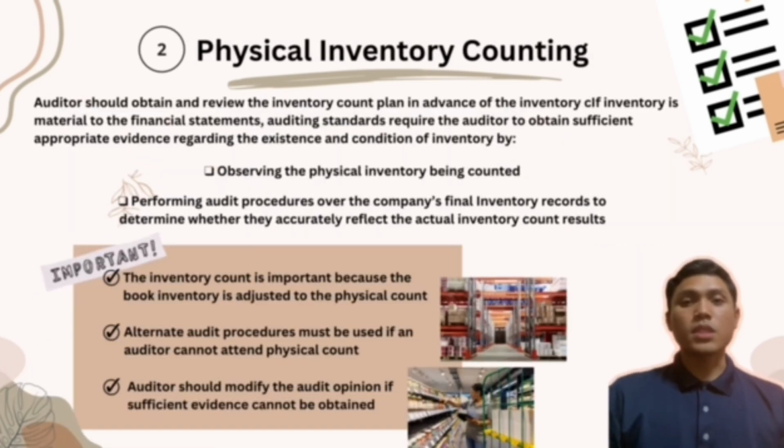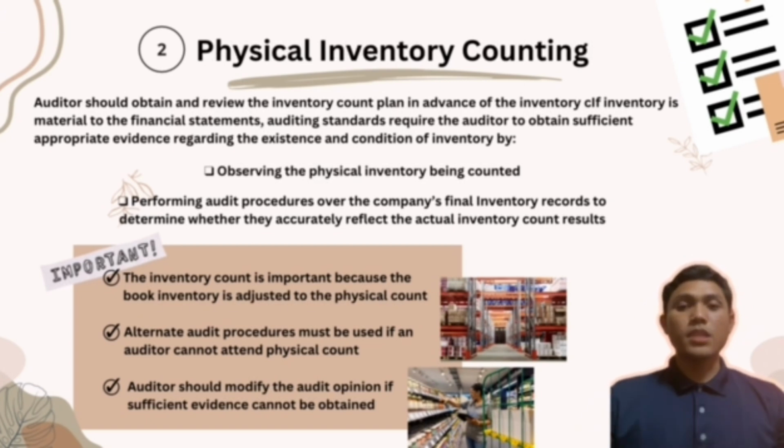Now we proceed to the second way that the auditor can gather the inventory evidence, by physical inventory counting. Auditor should obtain and review the inventory count plan in advance of the inventory count. As we know, inventory is material to the financial statement, so auditing standard requires the auditor to obtain sufficient appropriate evidence regarding the existence and condition of the inventory.